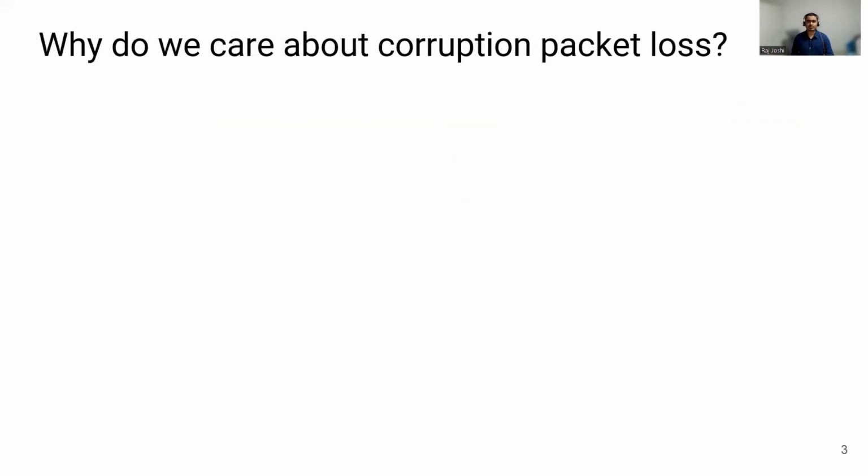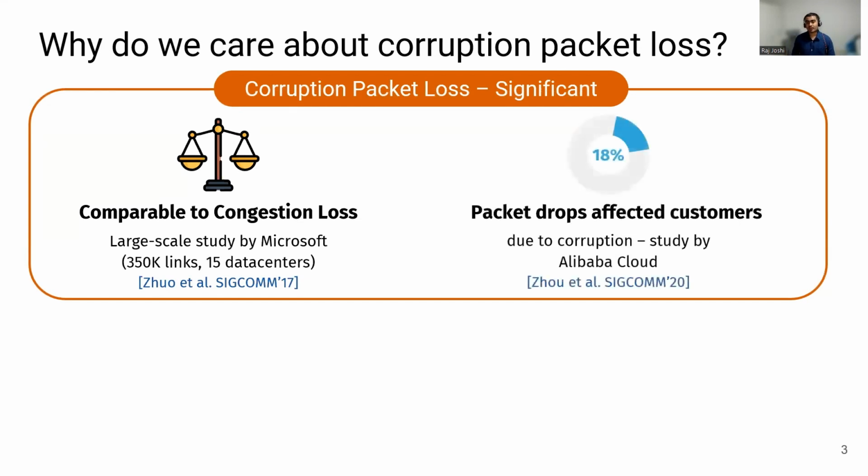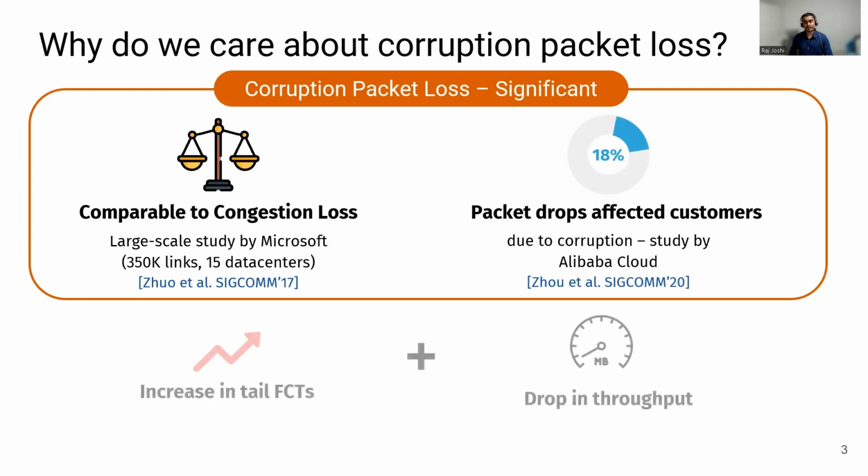So why do we care about corruption packet loss? It turns out that in practice, corruption packet loss can be significant. A last case study by Microsoft, consisting of 350,000 links across 15 data centers, showed that the number of packets that are lost due to corruption are comparable to those lost due to congestion. Another study by Alibaba Cloud showed that about 18% of the packet drops that seriously affected its cloud customers were caused due to corruption. And like any other loss, corruption packet loss leads to increase in tail flow completion times as well as drop in throughput.